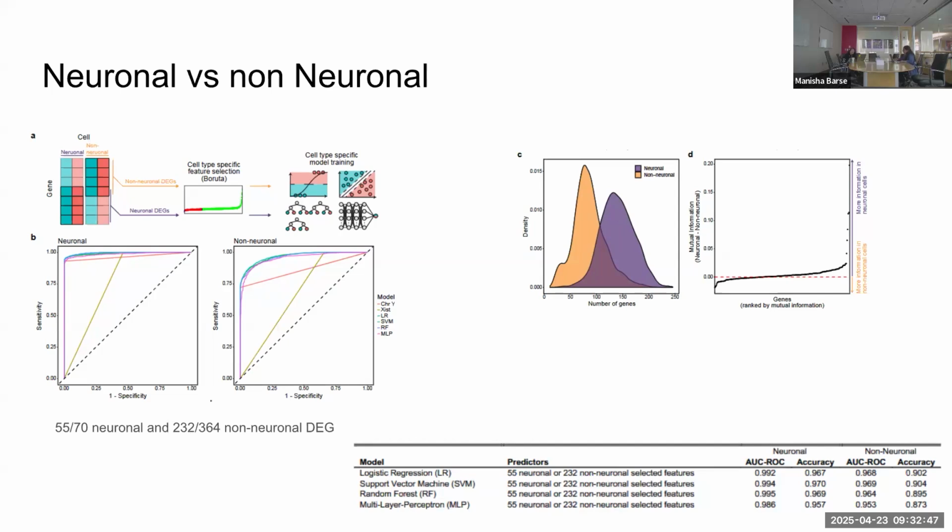And then they look at the density versus the number of genes in the neuronal versus non-neuronal genes. And then in panel D, they look at the mutual information, that is the difference between the mutual information between the neuronal and the non-neuronal versus the genes ranked by this mutual information. So in this plot, the values which are lower than zero provide information about the non-neuronal, and the higher ones, the information about the neuronal cells.